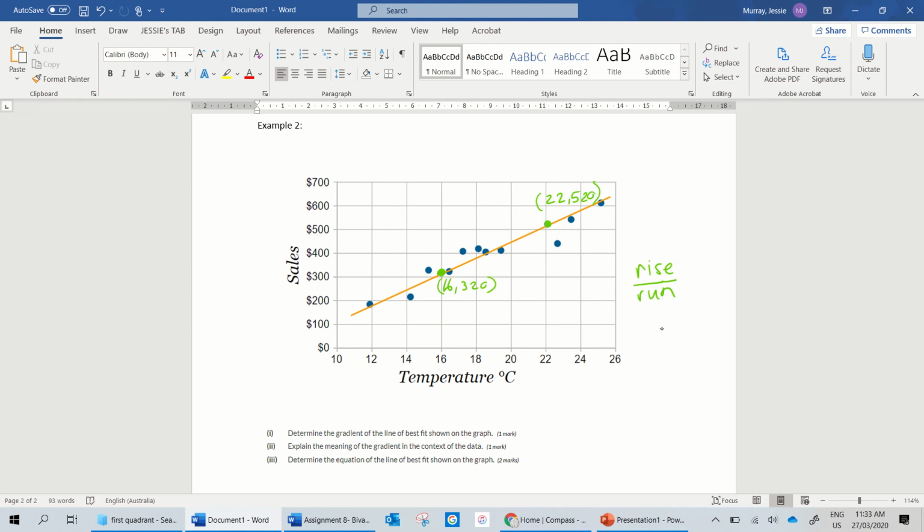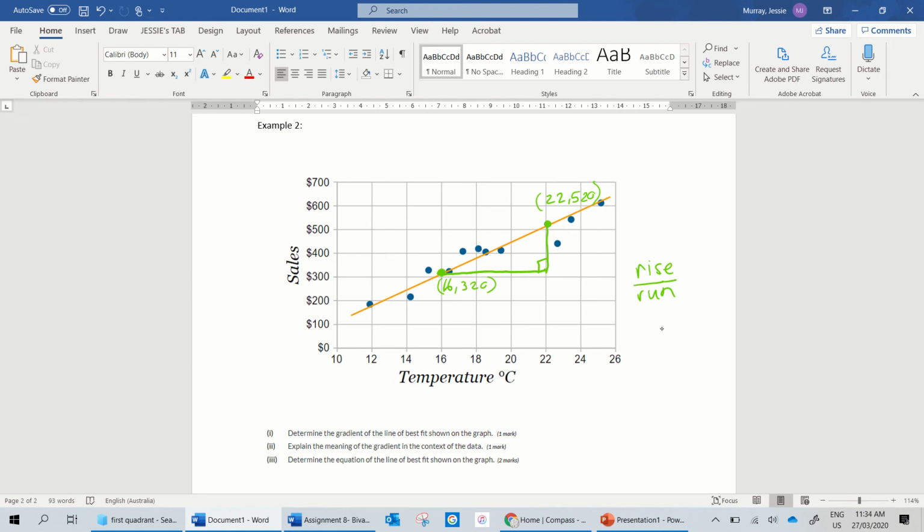Alright, so now I'm going to draw my little right angle triangle between these values. And remember, it's the same thing as the height of your triangle over the length of the triangle. Okay, so what have I got? The height between those two values, okay?